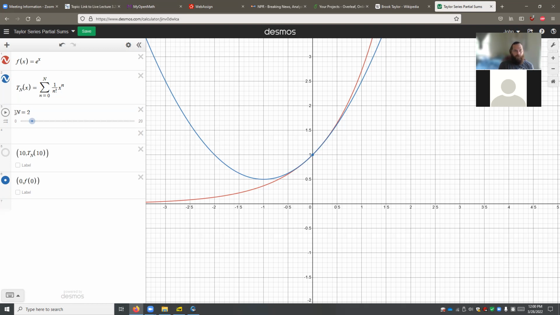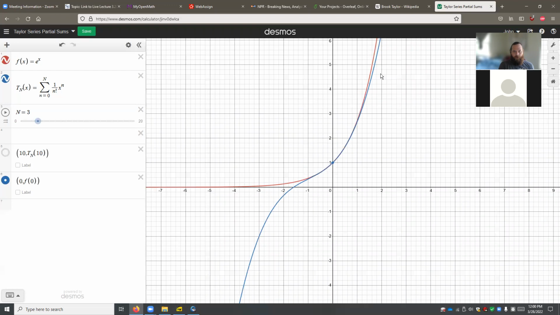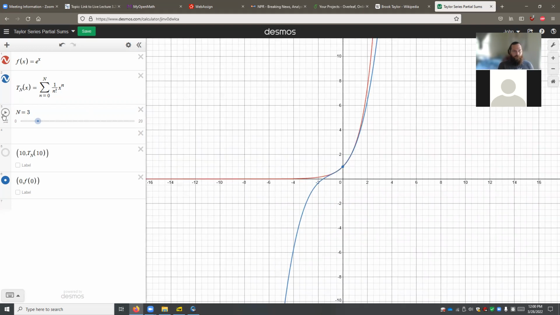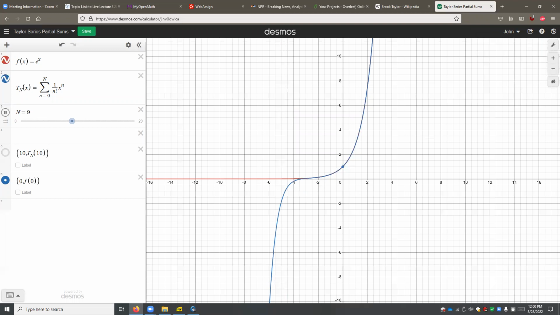If I increase one more time, I get the tangent cubic. This has the correct y value, the correct slope, the correct curvature at that point. It also has the same third derivative. And as I increase n more and more, you will see the blue kind of snapping or gluing itself onto the red further and further out. Pretty cool, right?